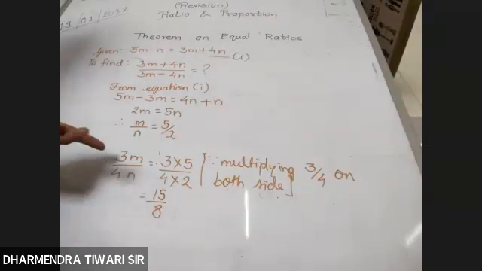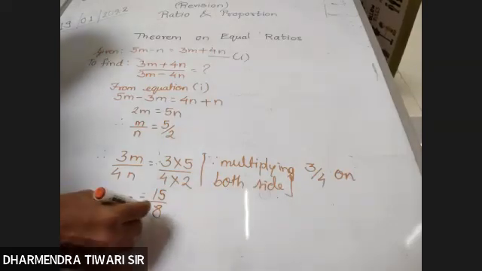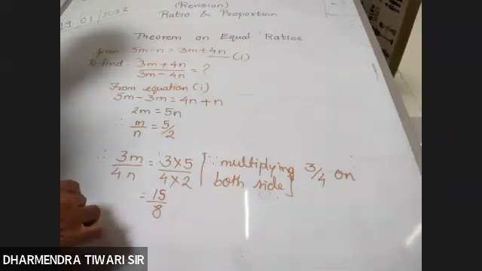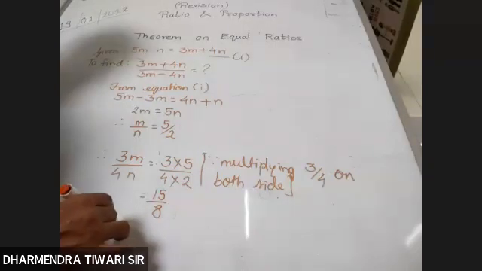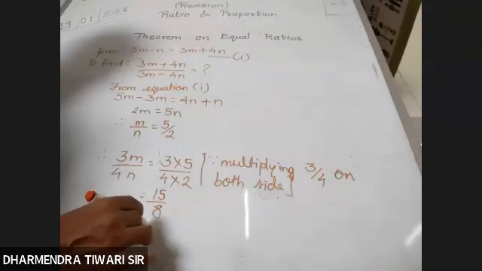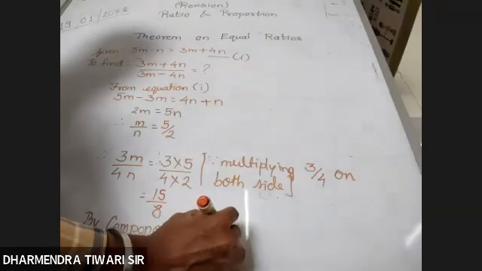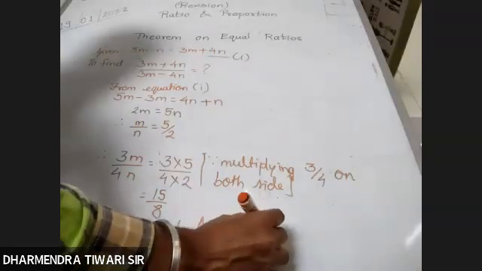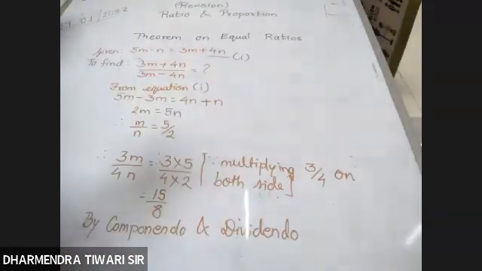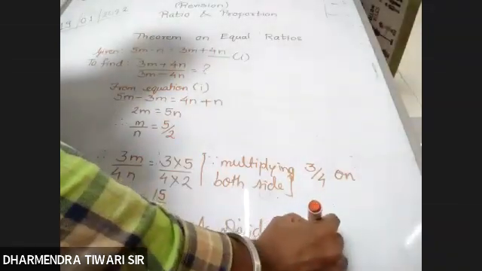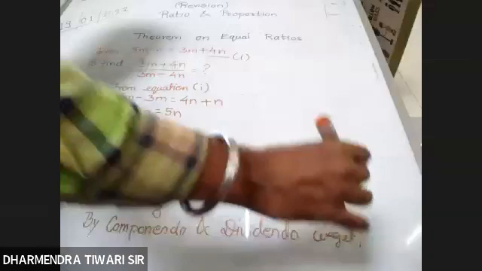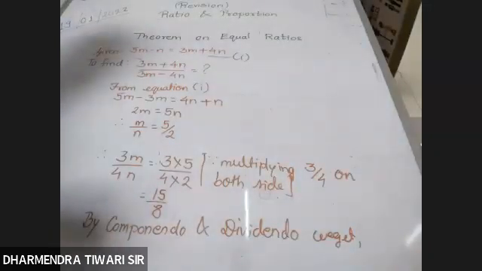Now, we want addition in the numerator and subtraction in the denominator. So what we will do is apply componendo and dividendo. We get, what do we get? I'll write on the top now.